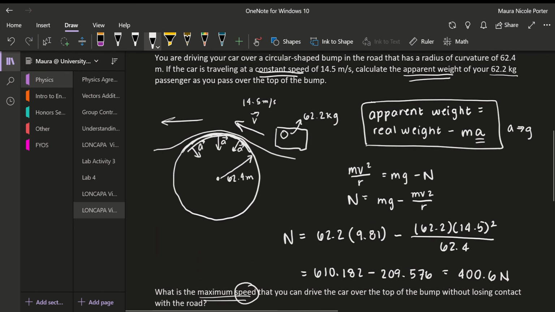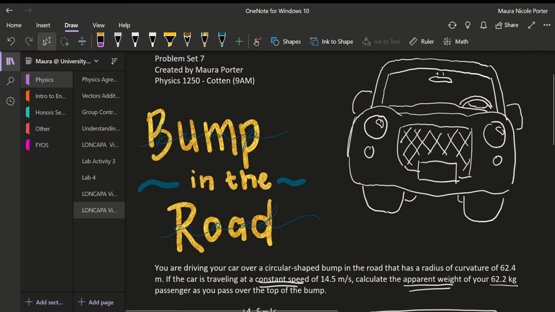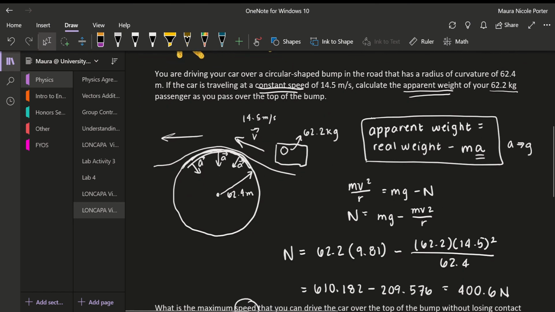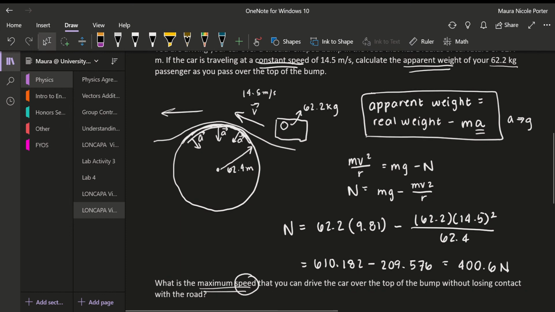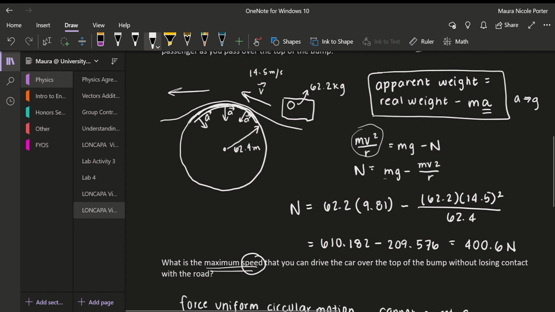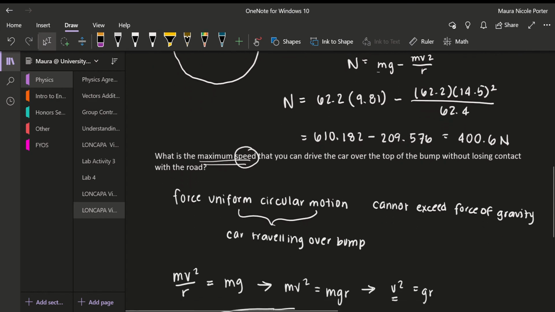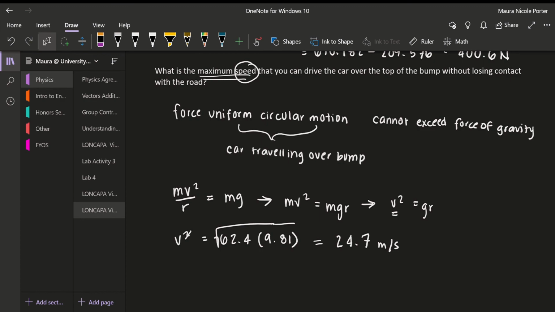So yeah, that would be how you solve this bump in the road problem. You first draw your diagram. We know that the force of gravity is going to be the acceleration part of this apparent weight equation. Also, I forgot to mention earlier, this mv squared over r is going to be your uniform circular motion force, so that's the real weight, minus the mg that we calculated. So yeah, that's how you would do this problem, and hopefully that helped.